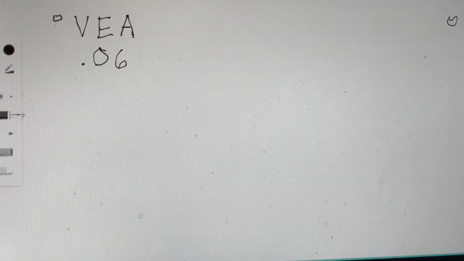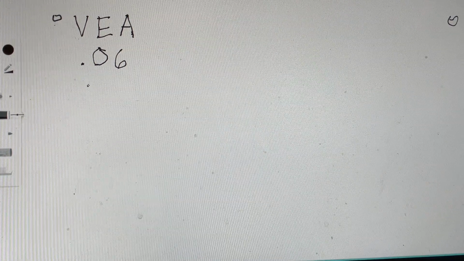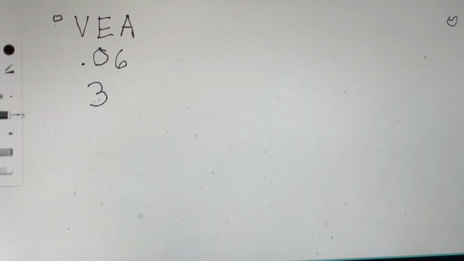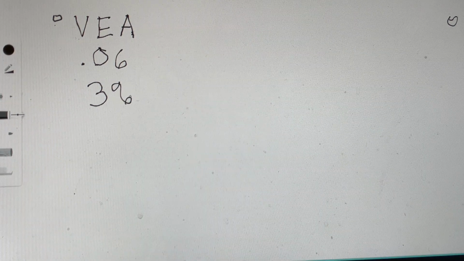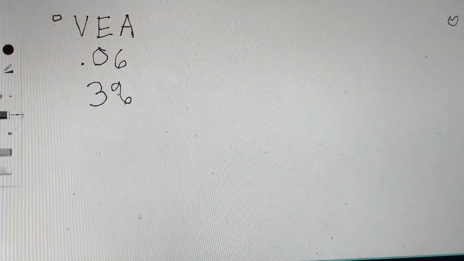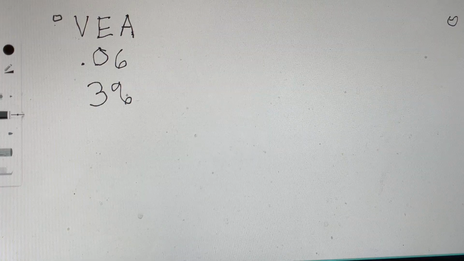Next one, what is the dividend? The dividend is going to be approximately 3% dividend. I believe it's like right under it. It's like 2.96 or something like that. So about 3% dividend rate. So this is a pretty good dividend ETF if that's what you're looking for.